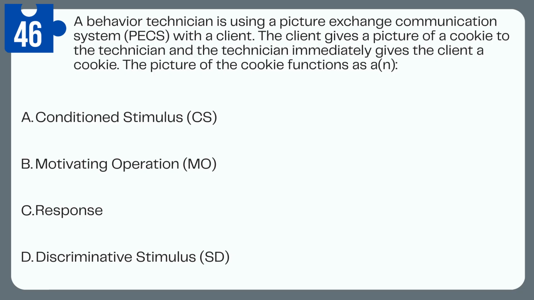Question 46. A behavior technician is using a picture exchange communication system, PECS, with a client. The client gives a picture of a cookie to the technician, and the technician immediately gives the client a cookie. The picture of the cookie functions as an A. Conditioned stimulus, CS. B. Motivating operation, MO. C. Response. D. Discriminative stimulus, SD.